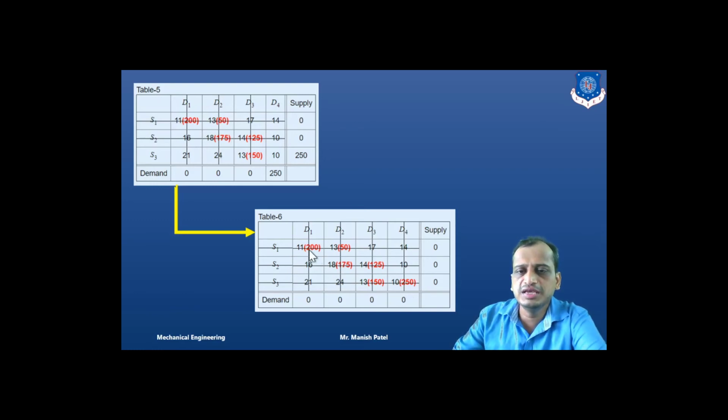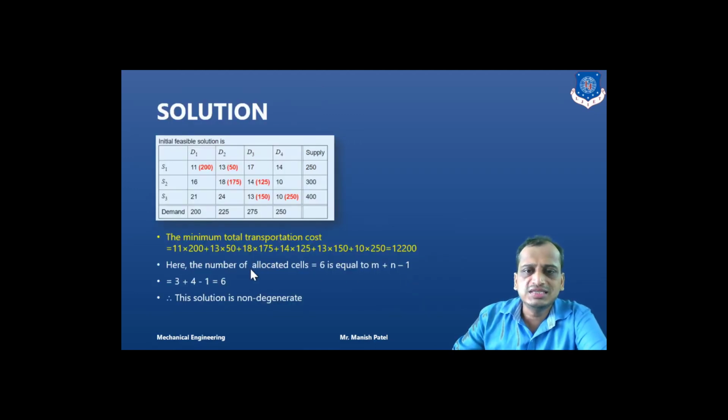If you carefully see here, what is the number of allocations? 1, 2, 3, 4, 5 and 6. So 6 allocations are there.